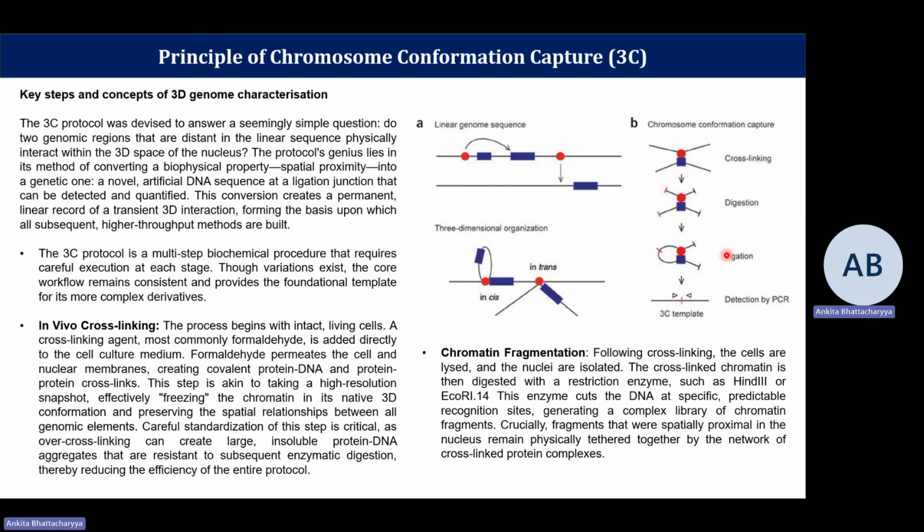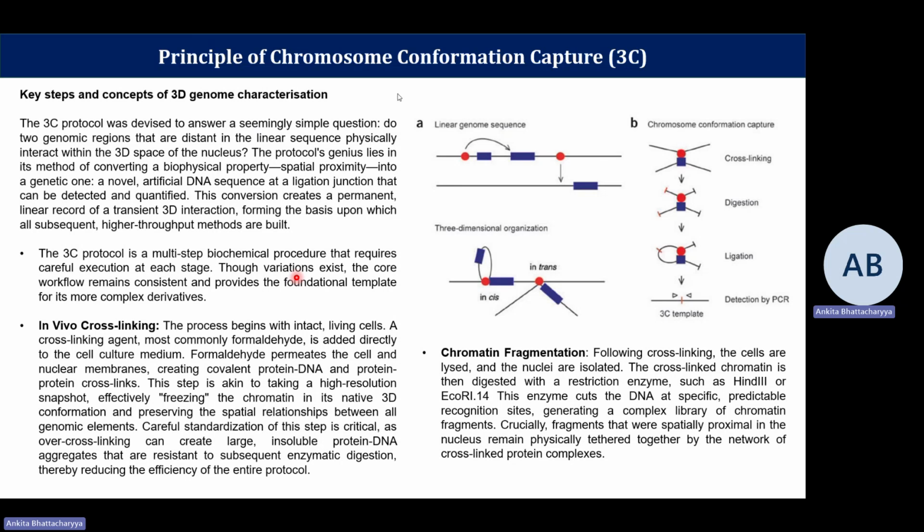So if you look at the 3C protocol, it's a multi-step biochemical process that also requires a lot of careful execution. First step is in vivo cross-linking. So you have intact living cells. You use a cross-linking agent very similar to what you do in case of ChIP-qPCR or ChIP-seq. There also we freeze the DNA protein interactions in place. And so formaldehyde is used, which penetrates the cell and the nuclear membranes.